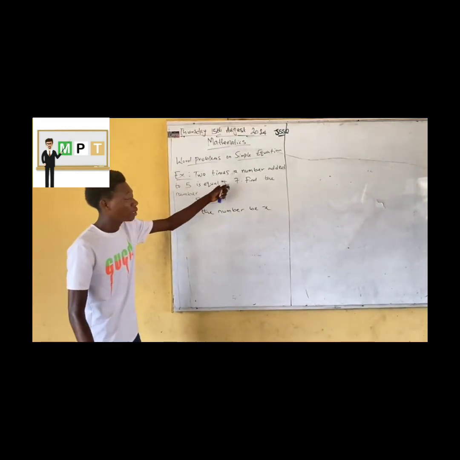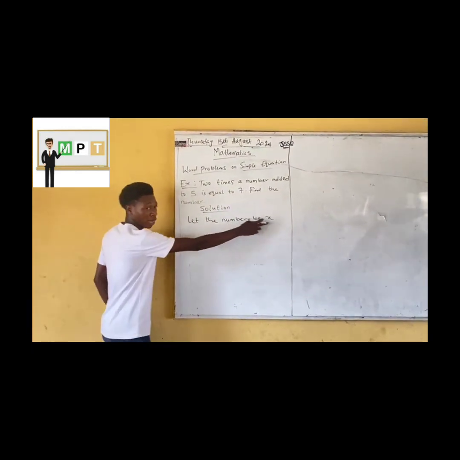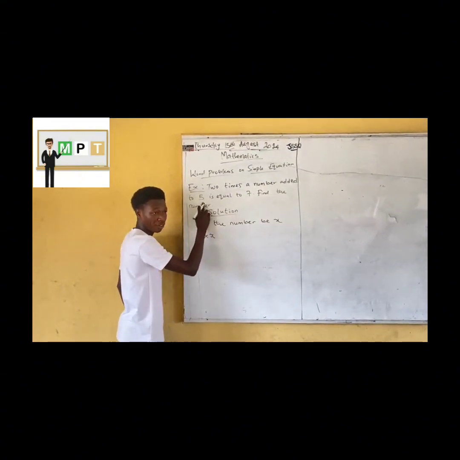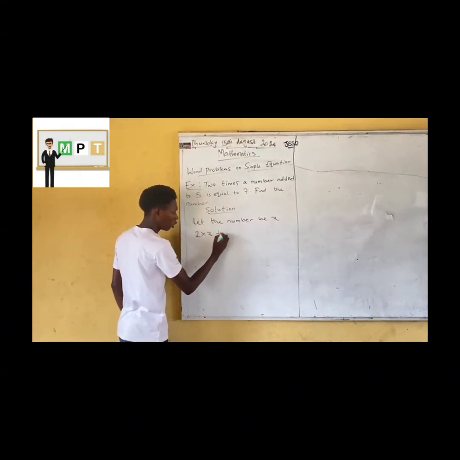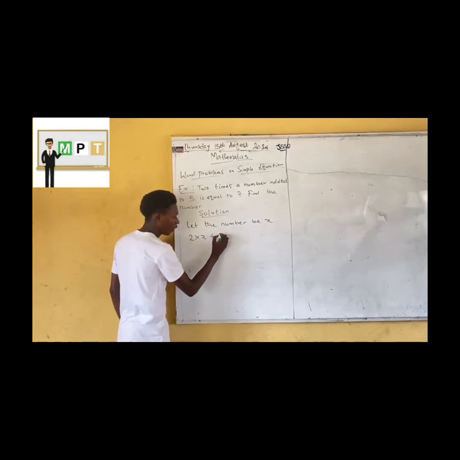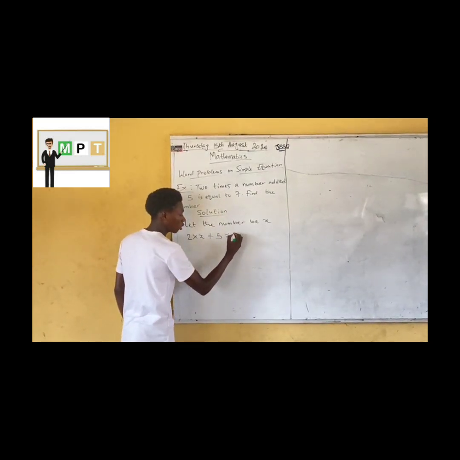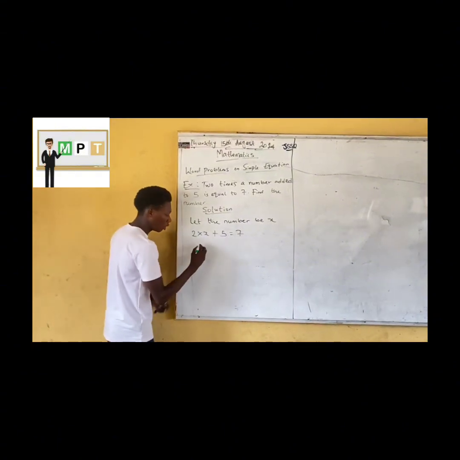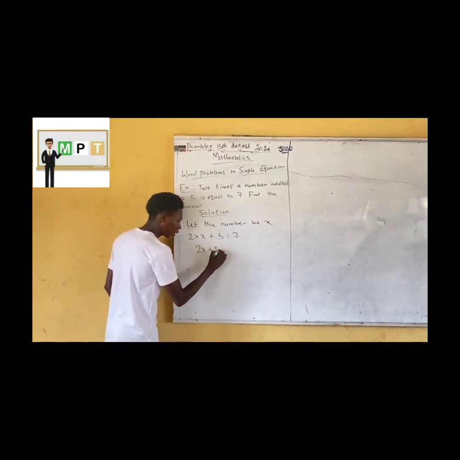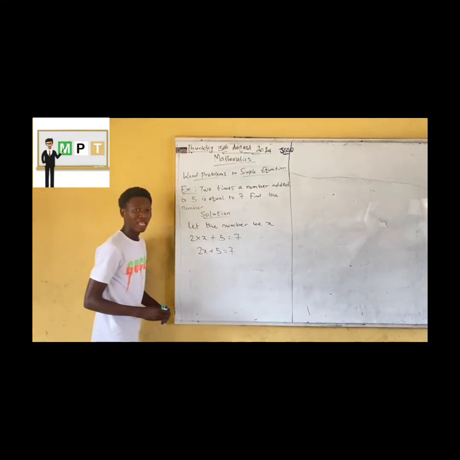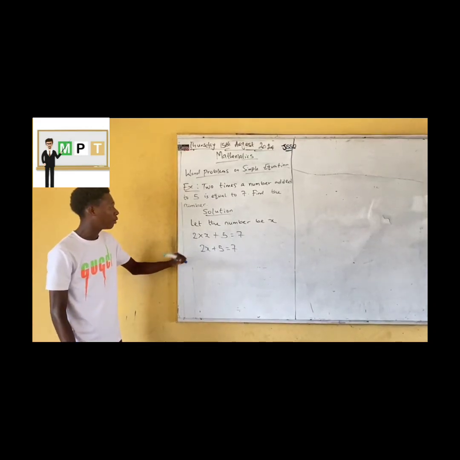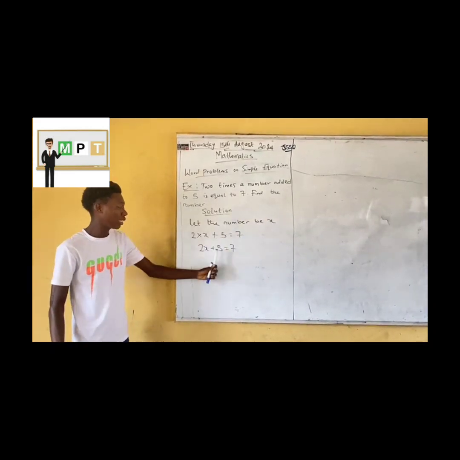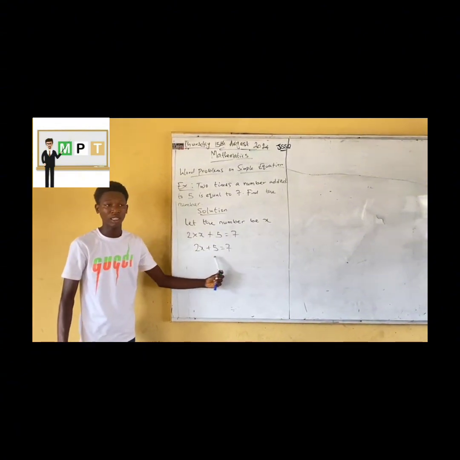They said 2 times a number, meaning our number is x. So 2 times the number added to 5. You know the symbol for addition is what? Plus. Added to 5 is equal to 7. And 2 times x will give us 2x plus 5 equals 7. Now you see that we have successfully interpreted our word problem. If you can interpret this, I believe we all know how to solve equations like this by now.